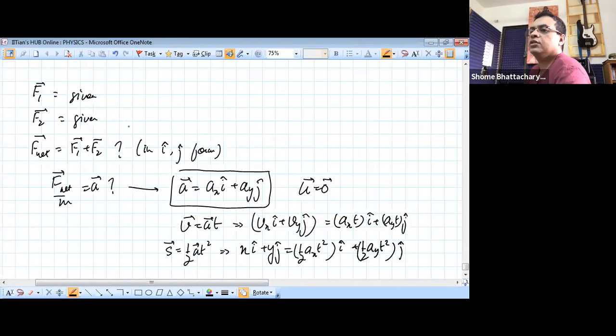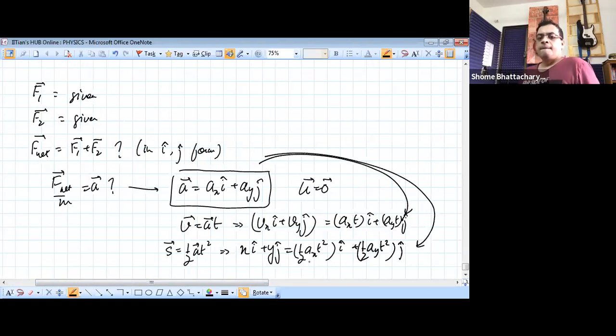So all you have to do here is substitute this acceleration in component form here and whatever values you are getting. Right, so you people can finish this question.